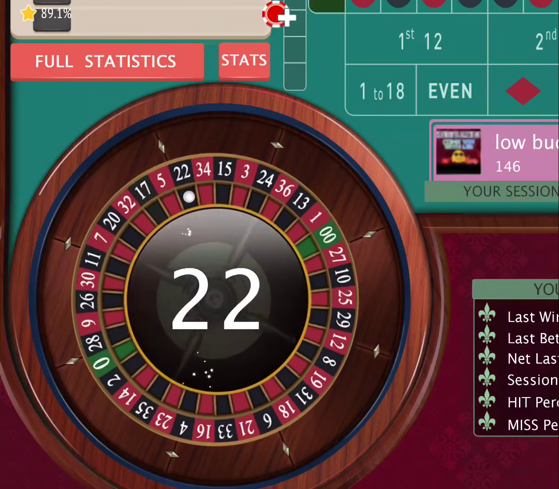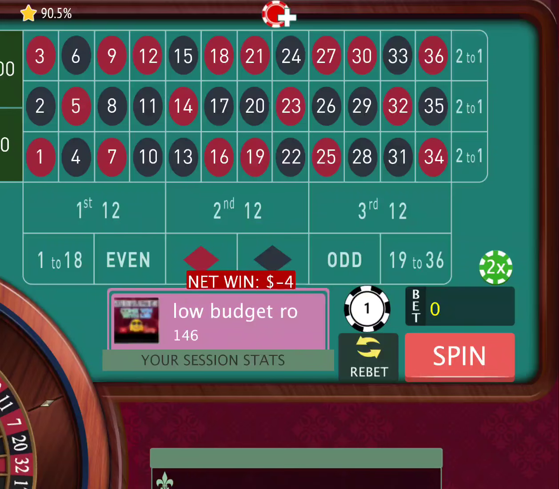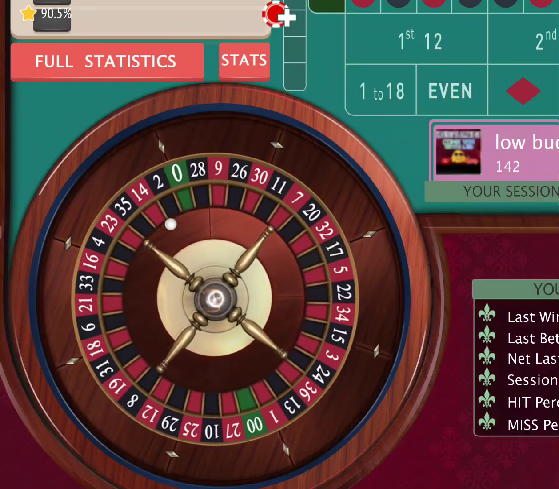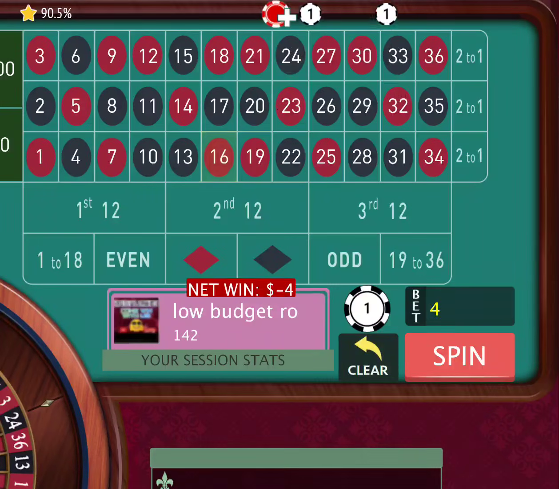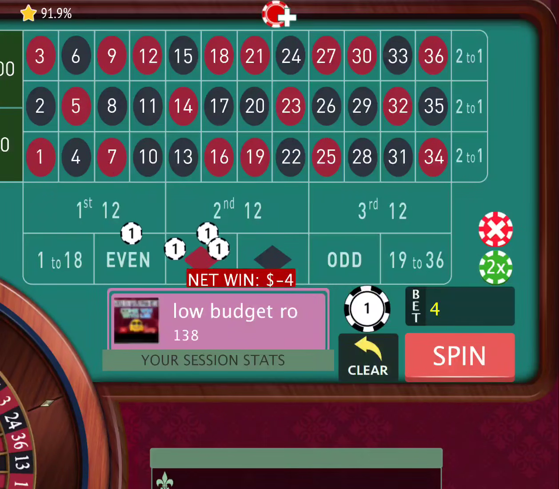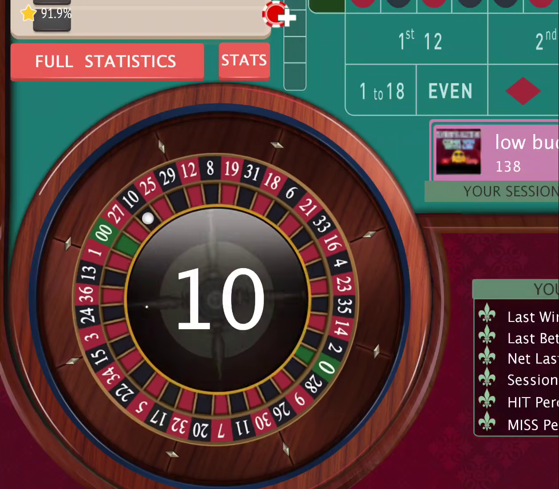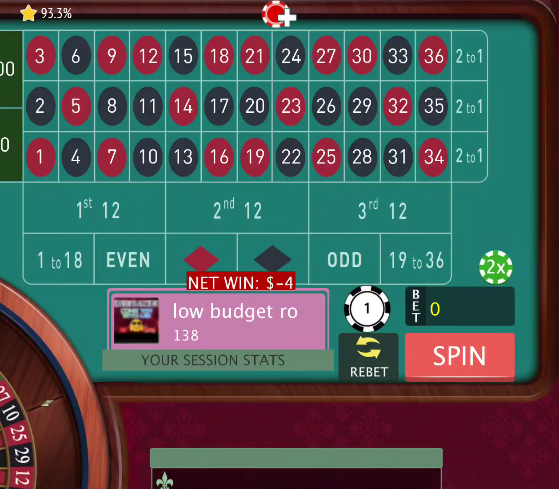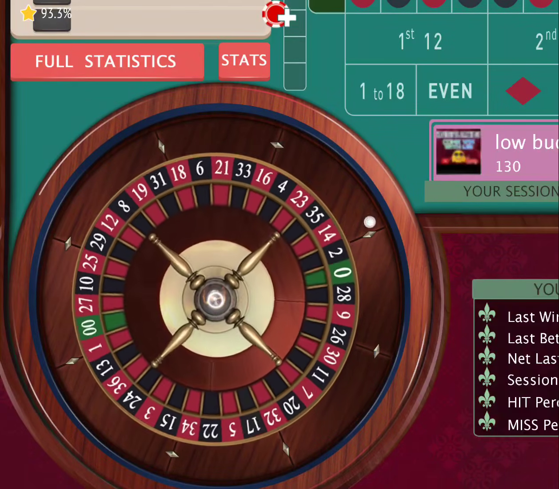Okay, and the first one happens to be the number 22. We're going to simply play that again, and the second one happens to be the number 16. Play that for a third time. And this one is 10. So that's 3 losses in a row. You're simply going to ladder the system just like that, and you're going to spin.